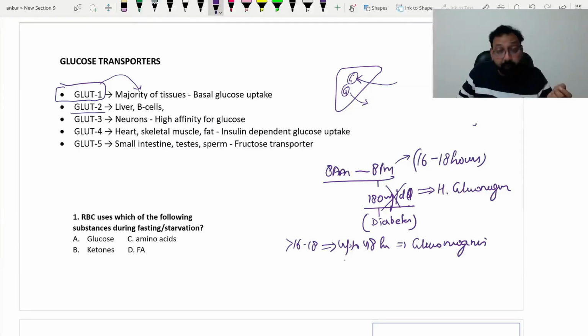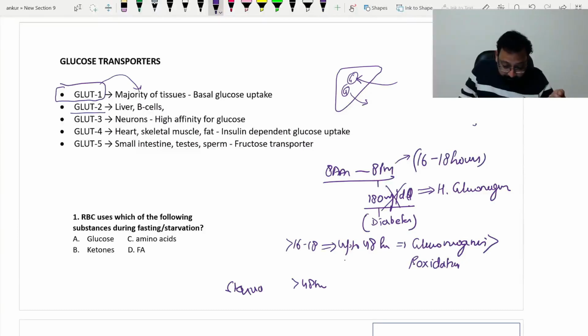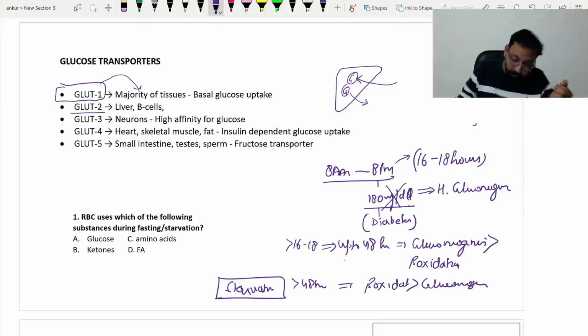Different tissues produce energy by beta oxidation of fatty acids. After 48 hours, it is called starvation. Then beta oxidation of fatty acid is more than gluconeogenesis. Got the point? All these are questions.